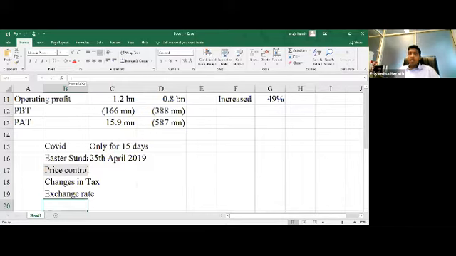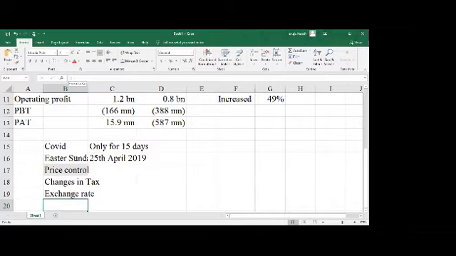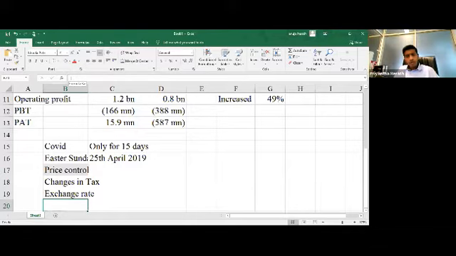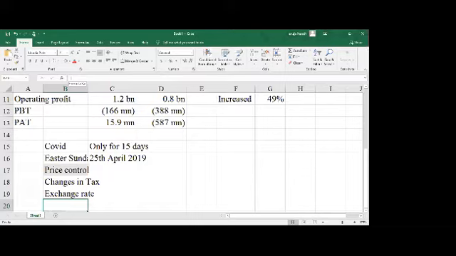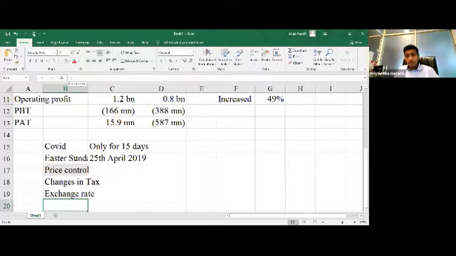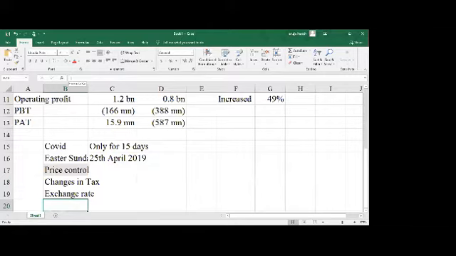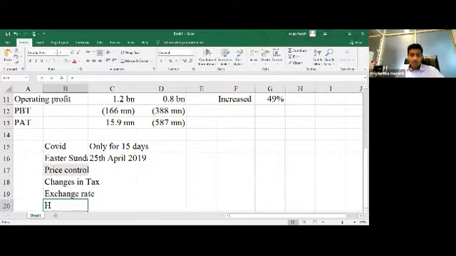Any other important macroeconomic variables? Interest rates. In 2019, 2020, did interest rates come down? It was high and now it has come down. Yes, I think at that time it was high, as I can remember. I am not too sure. Yeah, it was high. So high interest rate.